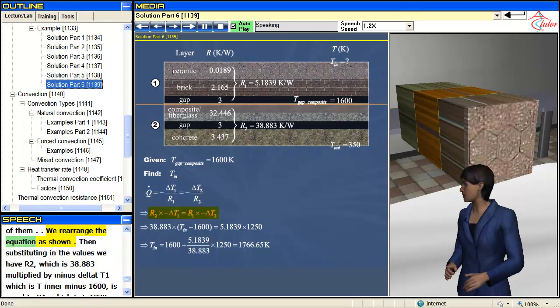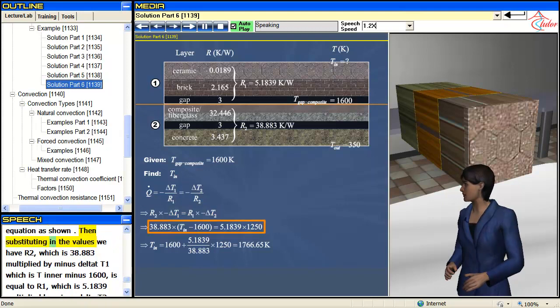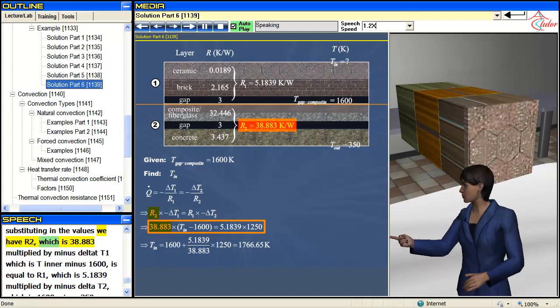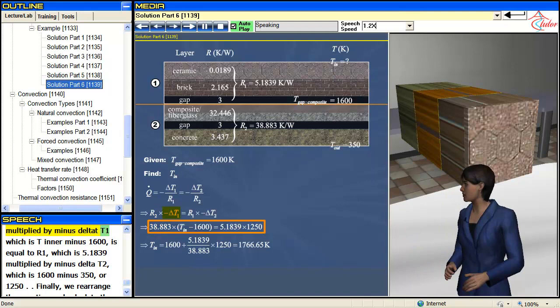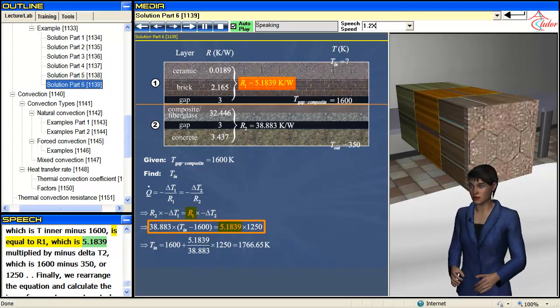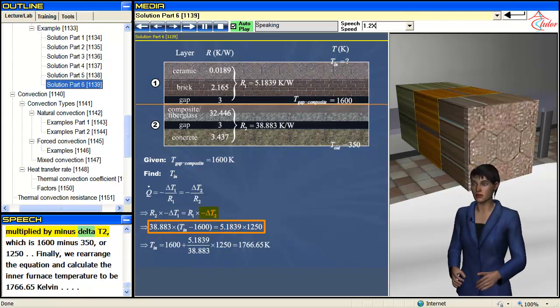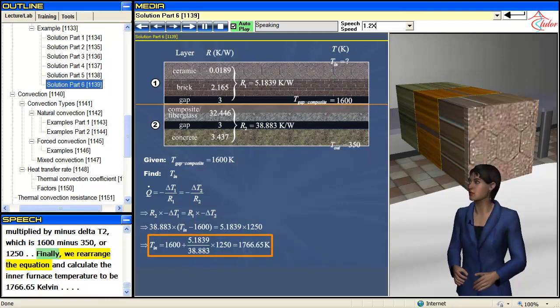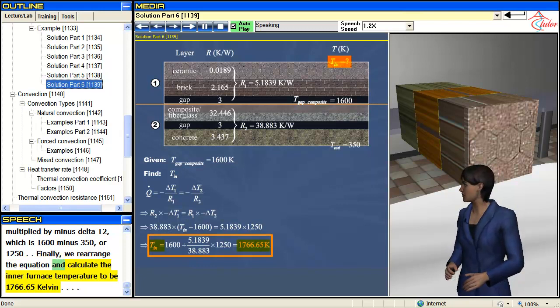We rearrange the equation as shown. Then substituting in the values, we have R2, which is 38.883, multiplied by minus delta T1, which is the inner furnace temperature minus 1600, is equal to R1, which is 5.1839, multiplied by minus delta T2, which is 1600 minus 350, or 1250. Finally, we rearrange the equation and calculate the inner furnace temperature to be 1766.65 Kelvin.